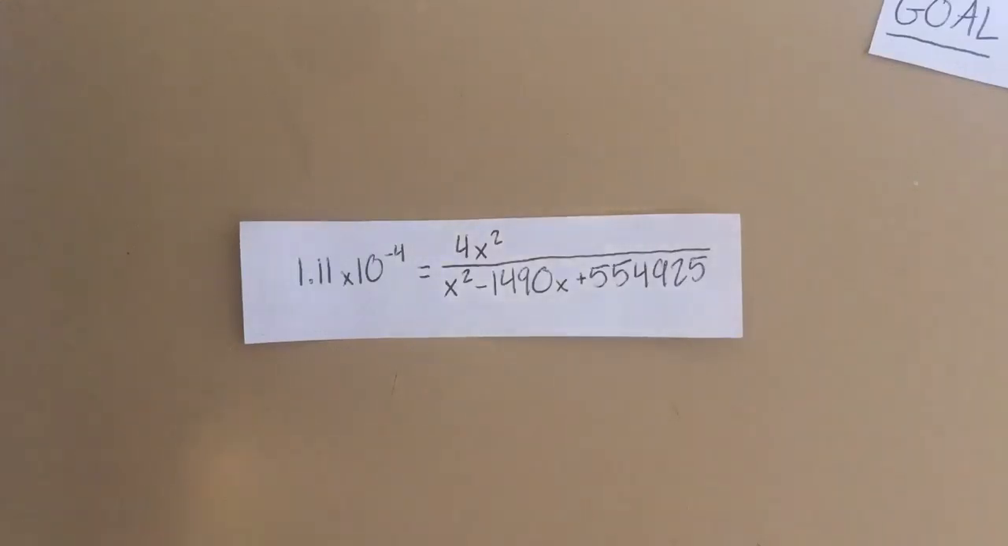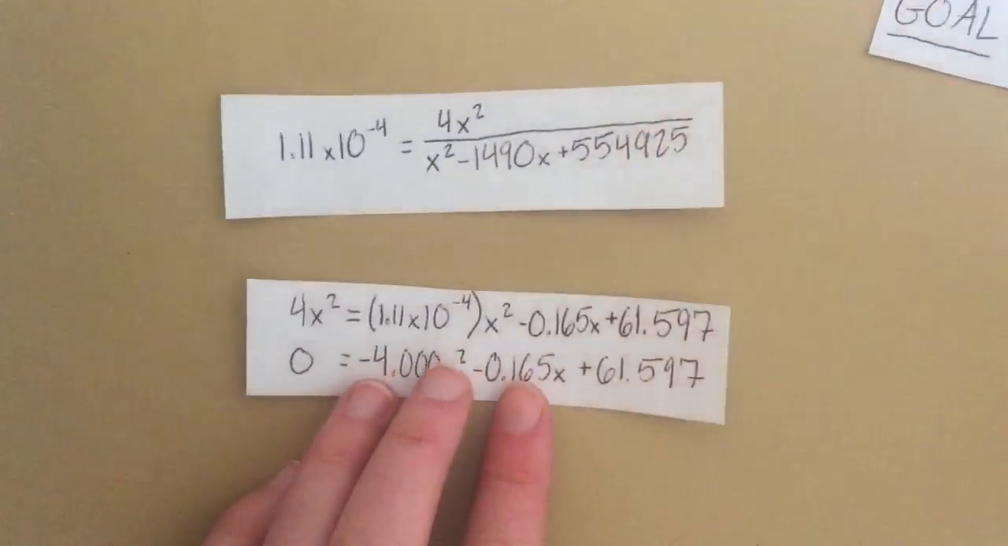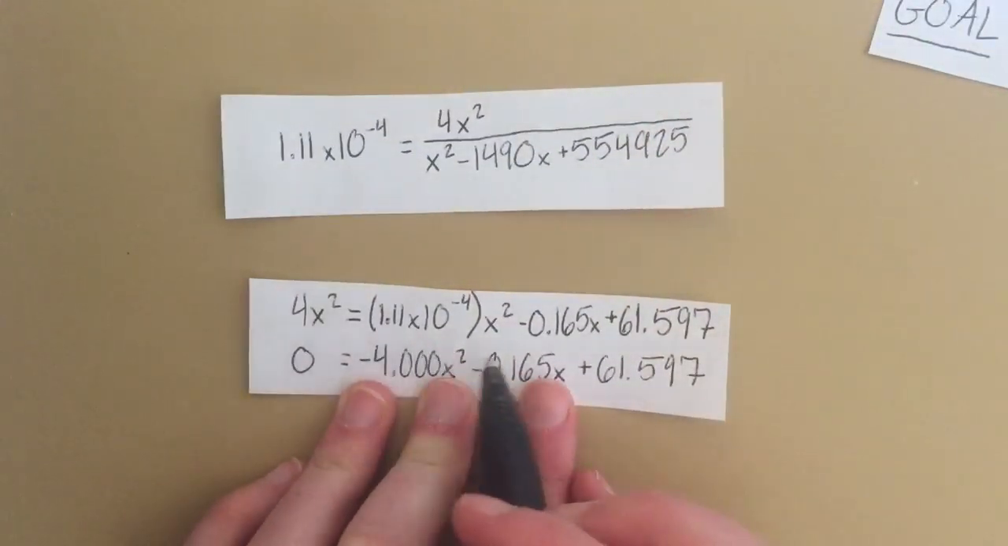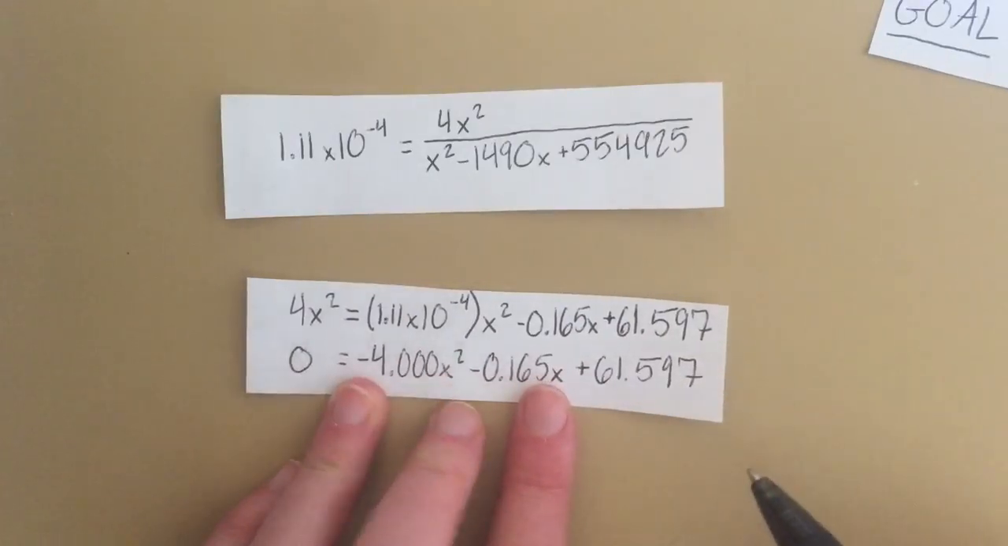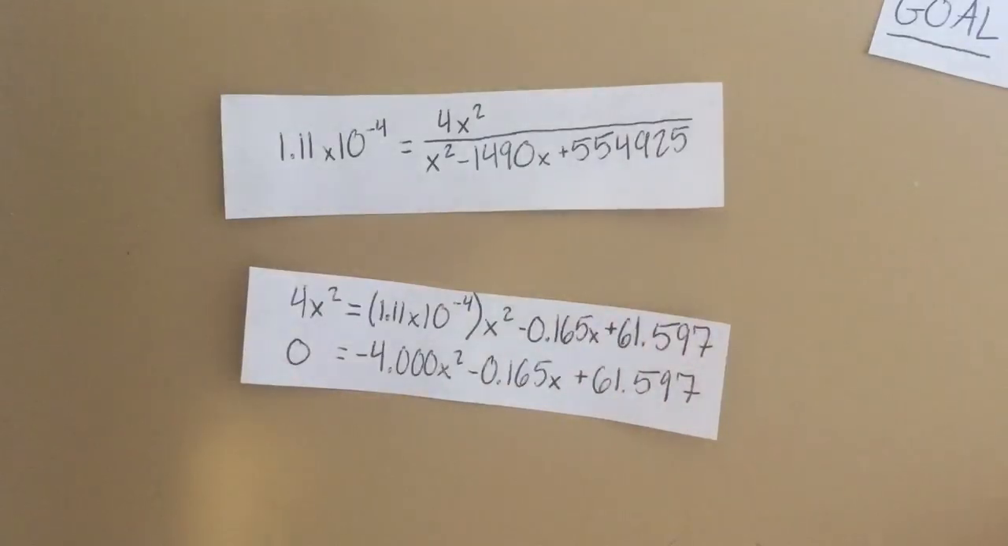plus 554,925. We can cross multiply in order to get rid of our denominators and then set equal to 0 by subtracting 4x squared from the left side. And now we have an equation that is set equal to 0 and can be used with the quadratic formula in order to solve for x.